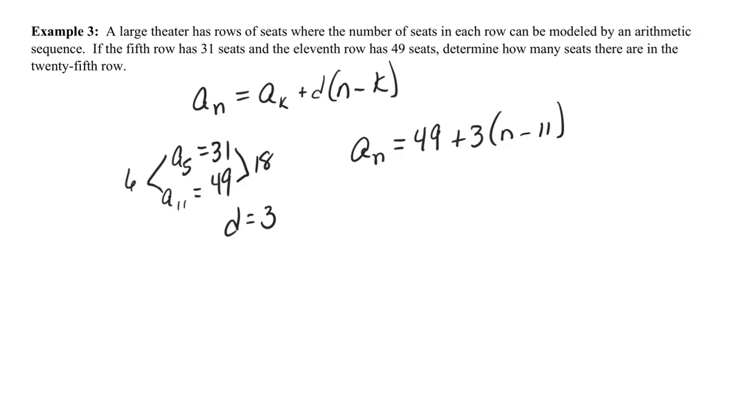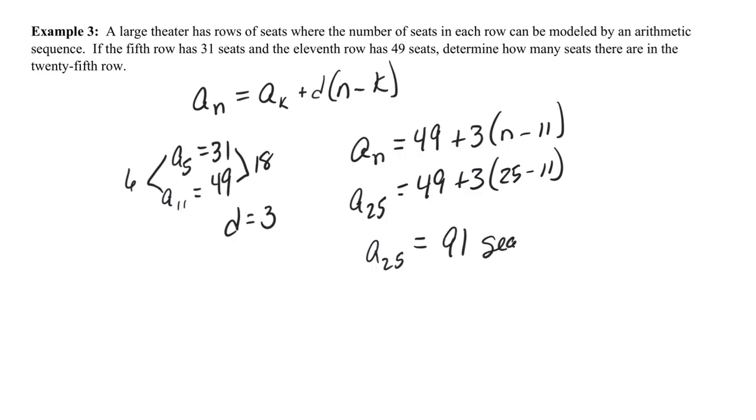Okay? So it wants to know how many are in the 25th row. So A sub 25 equals 49 plus 3 times 25 minus 11. And I really don't feel like doing any mental math right now, so I'm just going to grab my calculator. And I get 91 seats in the theater. Boom.